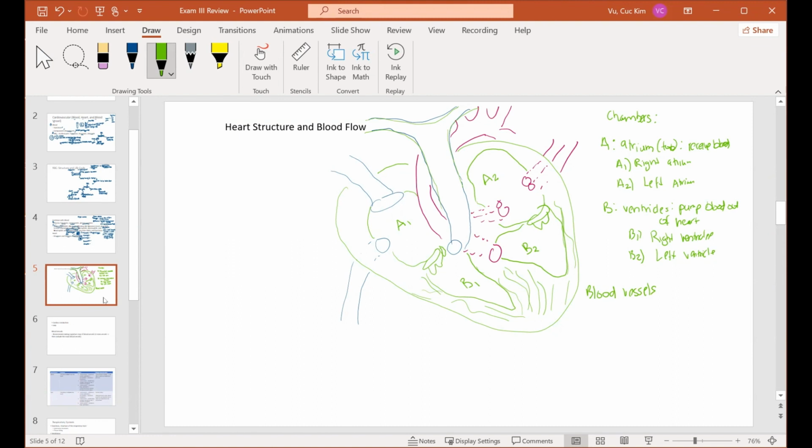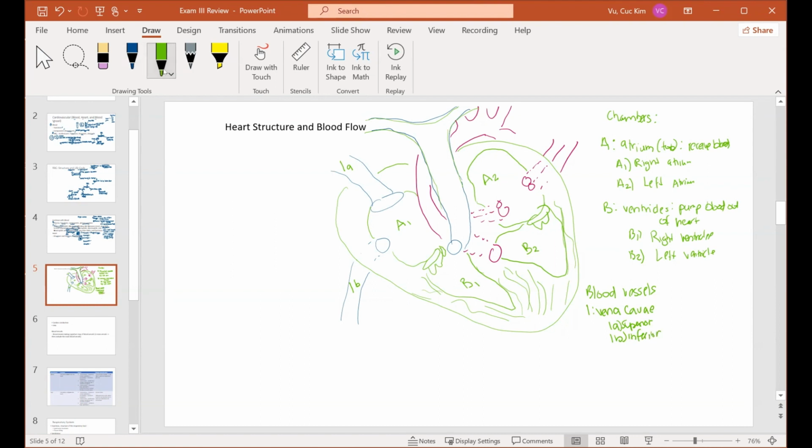And at this point, we're going to do it in order of how blood flows through the heart, okay? So first, we have 1A and 1B. So what's 1? The heart receives deoxygenated blood from the body. Yes, from the vena cavas. And 1A is the superior, and 1B is the inferior vena cava.